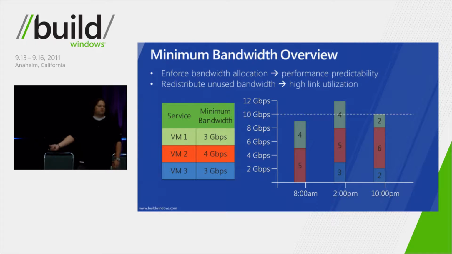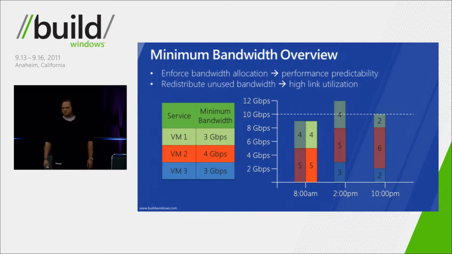So you assign a minimum bandwidth policy, and in this fictitious case, we gave service 1 3 gigs, we gave service 2 4, and we gave service 3 3 gigs. And what you want to happen here is exactly what will happen. In the morning, services 1 and 2 will get all the bandwidth they ask for, because you can easily satisfy that on a 10 gig link.